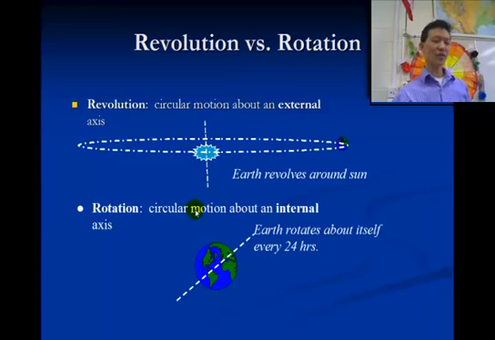Next, a rotation is when you have circular motion about something internal to the body itself. So a great example is when the Earth spins about its internal axis, supposedly every 24 hours, okay? I think technically the Earth is actually getting tired. It's because of earthquakes causing it to wobble about its axis. There's actually a little bit more than 24 hours in a day.